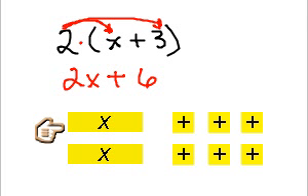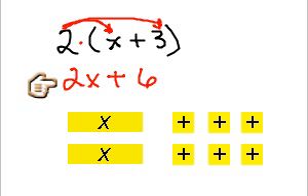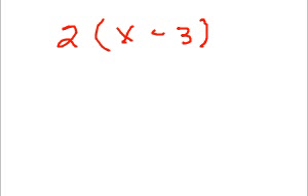So if you think about the algebra tiles and how they can model different expressions, it will help you to understand the distributive property a little bit. Now let's try one with subtraction. First we'll see what it looks like when we model it with the algebra tiles.